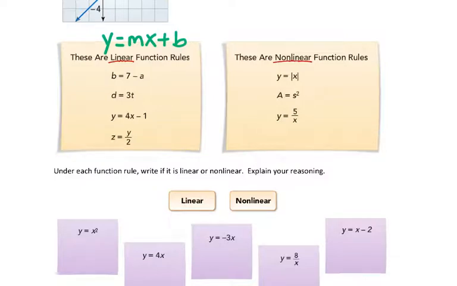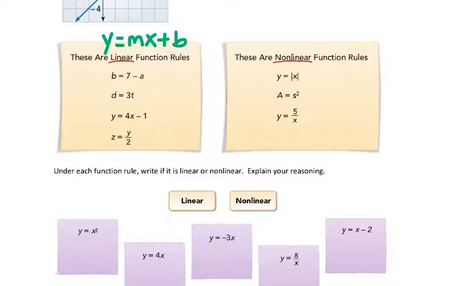If you take a look at the non-linear part, the non-linear parts have different things that you can't have for linear. So right here, you have absolute values. So that makes it non-linear. The second one, we have an exponent of 2 with the variable. We cannot have that for it to be linear. And the third one here, we have a variable in the denominator. So that makes it non-linear.